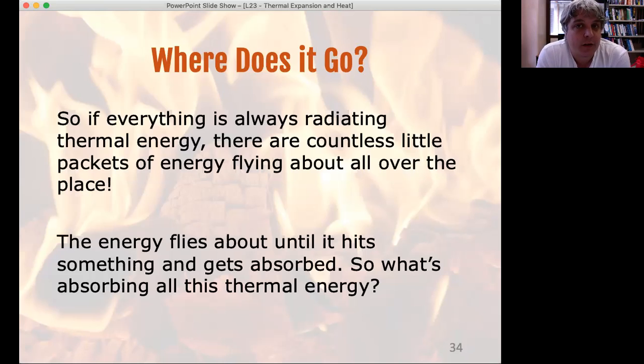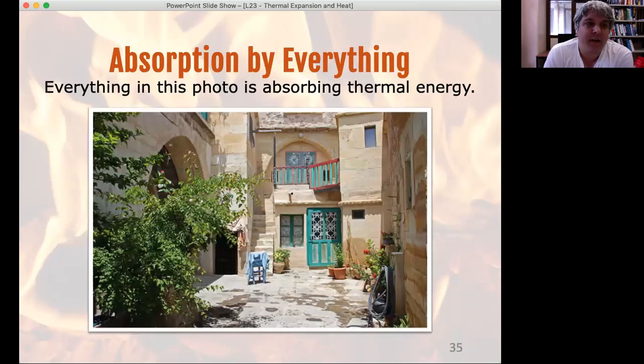So what's absorbing all this thermal energy then? Everything. Everything is also absorbing thermal energy constantly. So everything in the universe is emitting thermal radiation and absorbing thermal radiation. Some emit a lot more, like the sun, which emits a lot more than it receives. Others receive more than they emit. The Earth as a whole receives more than it emits, and that's why it's warmer than the space temperature around outside it, which is right down at a few Kelvin.